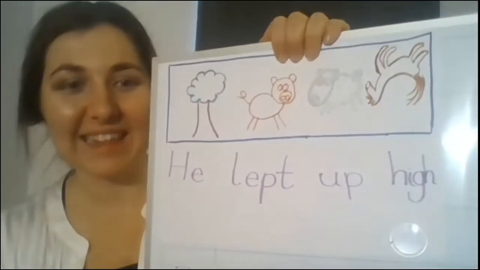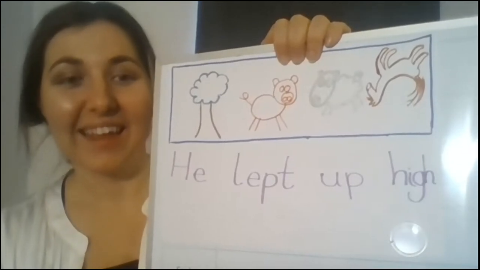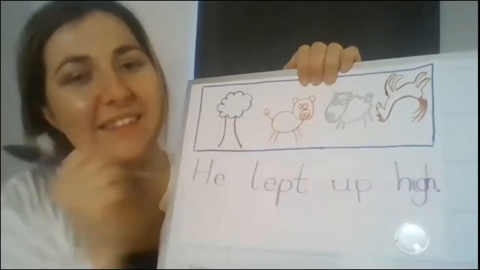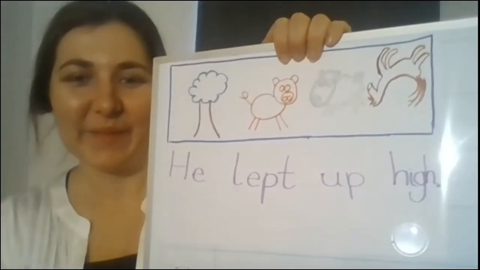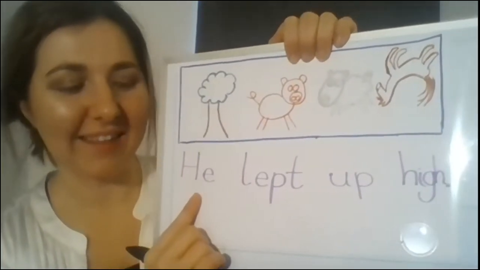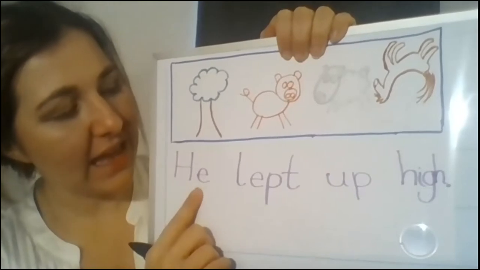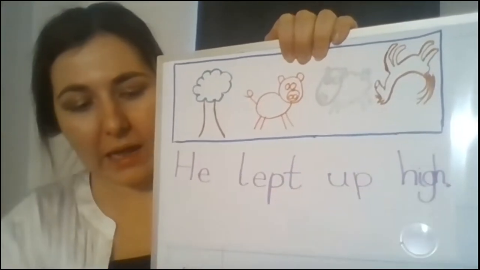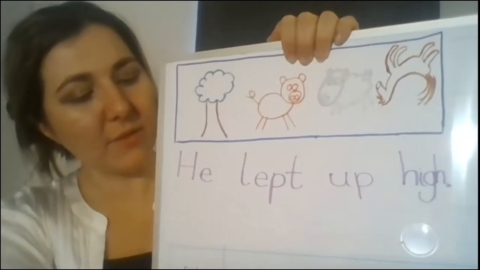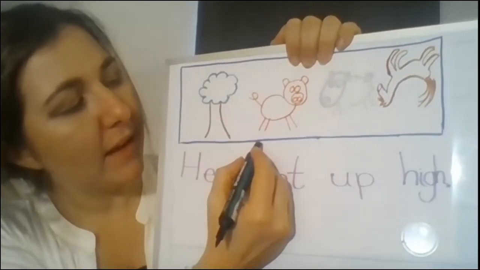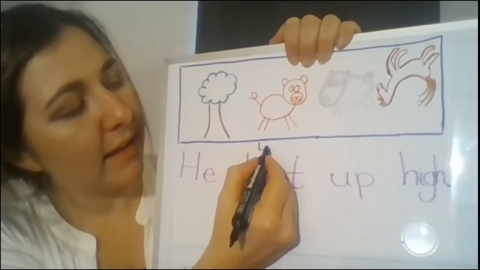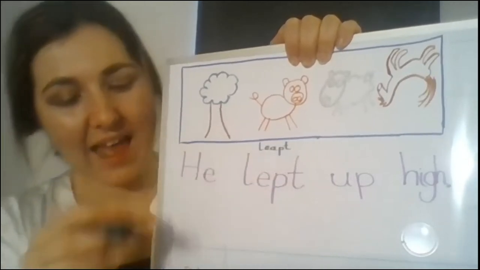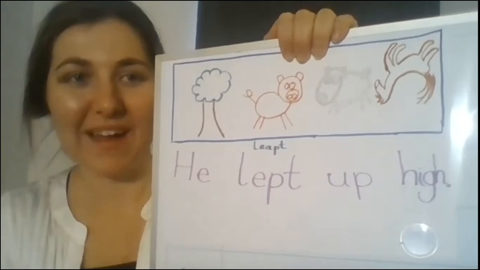Now, what do I need at the end of my sentence? That's right, I need my full stop. Here. I'm going to reread my sentence now to check it. He leapt up high. Now I tried really hard to use my phonics to write the word leapt. This is how we write it. I have finished my sentence.